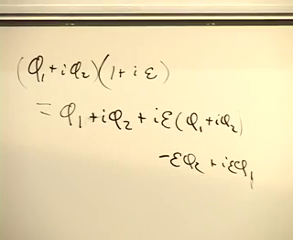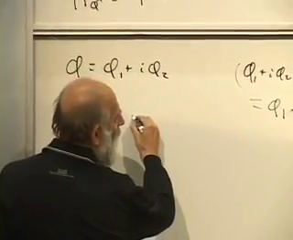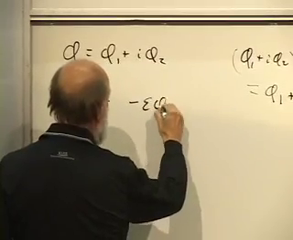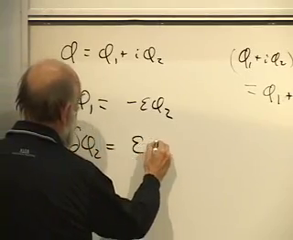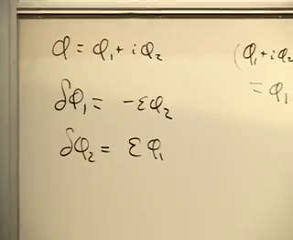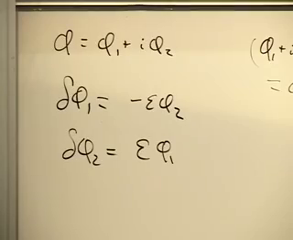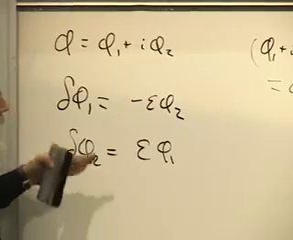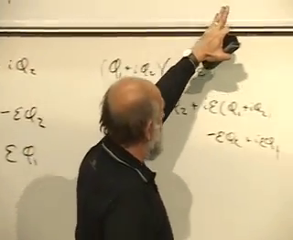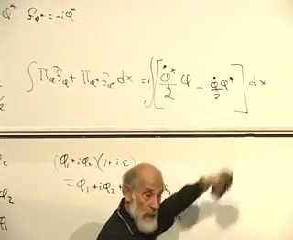Here's the rule. The change in phi 1 is equal to minus epsilon phi 2, and the change in phi 2 is equal to epsilon times phi 1. Now you just go through Noether's theorem using this form for the changes of phi 1 and phi 2, and you'll find exactly the same expression for the conserved quantity, written in terms of the real and imaginary part.